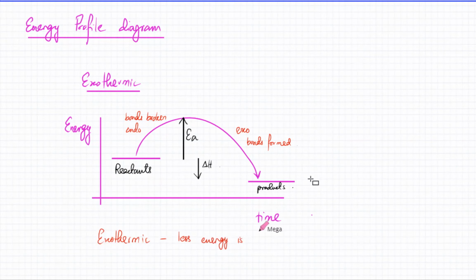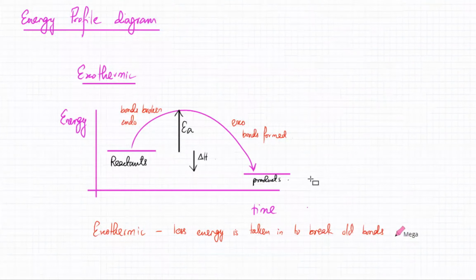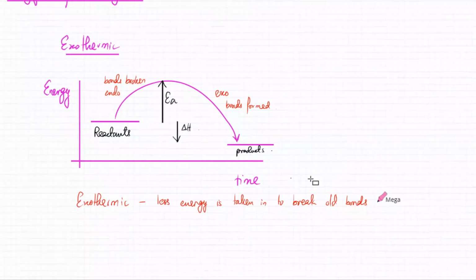is taken in to break old bonds. Which kind of indicates that the old bonds might be really weak. So, like if you strike a match, the old bonds get broken very easily. So less energy is taken in to break old bonds. So you've got these weak old bonds which are easily broken.